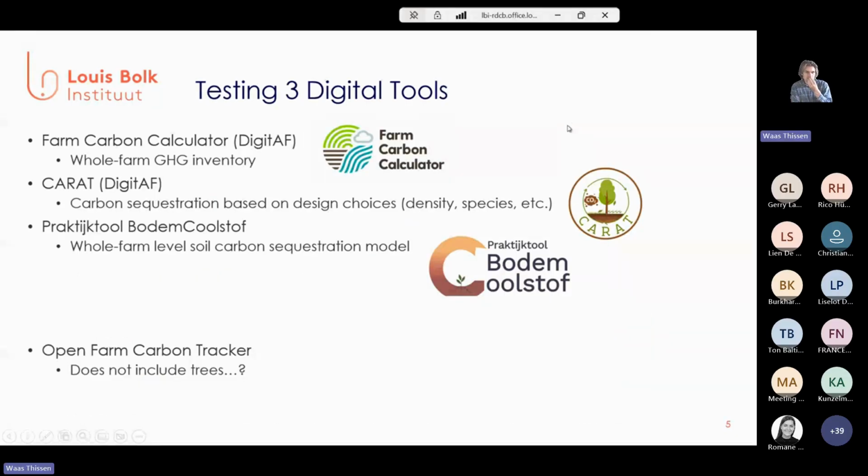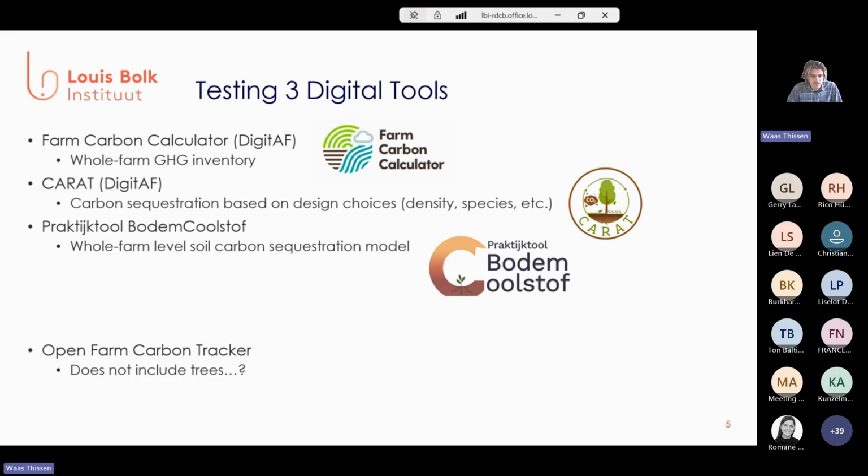Yeah, so then to the part of the digital tool testing. All of the living labs in DigitAF at the moment are busy with this exercise, and I'll just give a little bit of the tip of the iceberg of what we've been doing. The tools we're testing are the Farm Carbon Calculator. It's a whole farm greenhouse gas inventory tool. So it's for sequestration, but also really for the emissions of the livestock and of all the machinery.